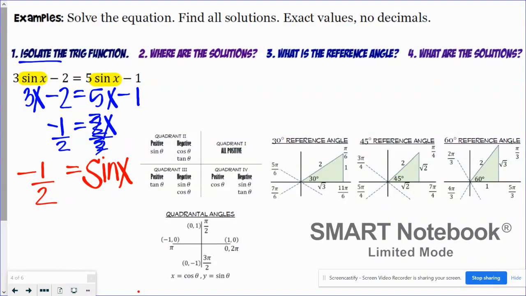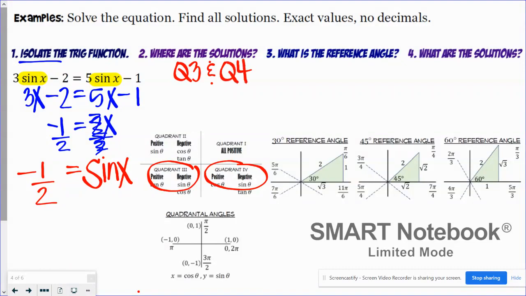Next, where are the solutions? Well, notice that sine is negative 1/2. So where is sine negative? Sine is negative in quadrant 3 and in quadrant 4. So that's where the solutions are, quadrant 3 and quadrant 4.